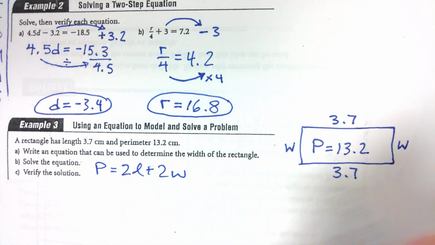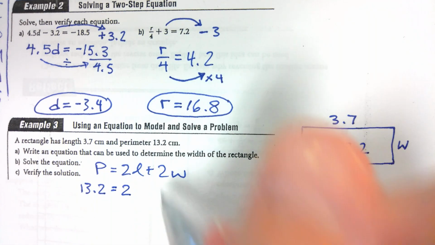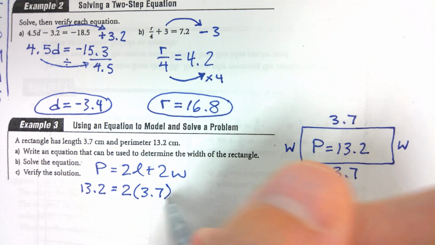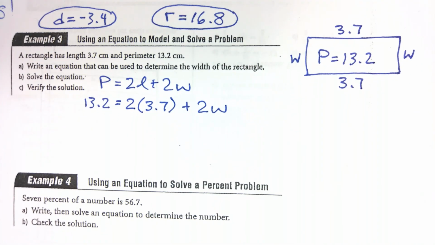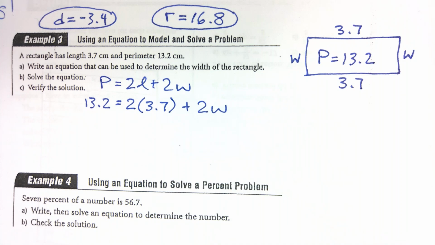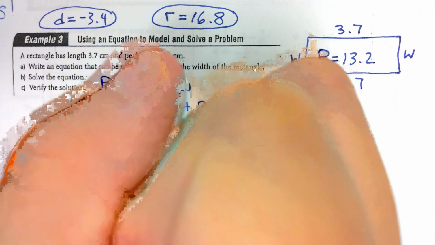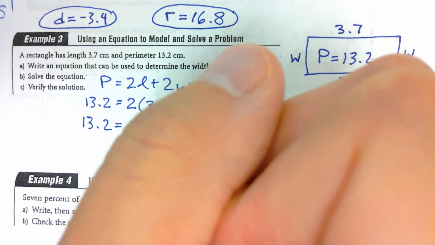So I know what my perimeter is. It's 13.2. I know what my length is. It's 3.7. And I just don't know what my width is. So I can set up my equation like this. Does it matter if I have my variable on the left side or on the right side? No. Okay. x equals 3 is the same as saying 3 equals x. So it doesn't matter if it's on the left side or right side. So 13.2 equals 2 times 3.7, 7.4.